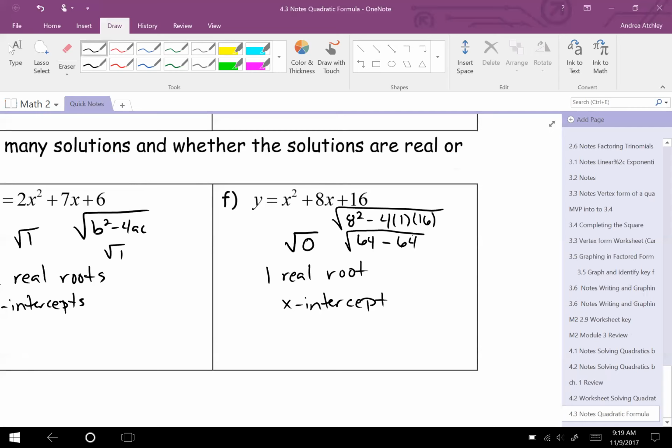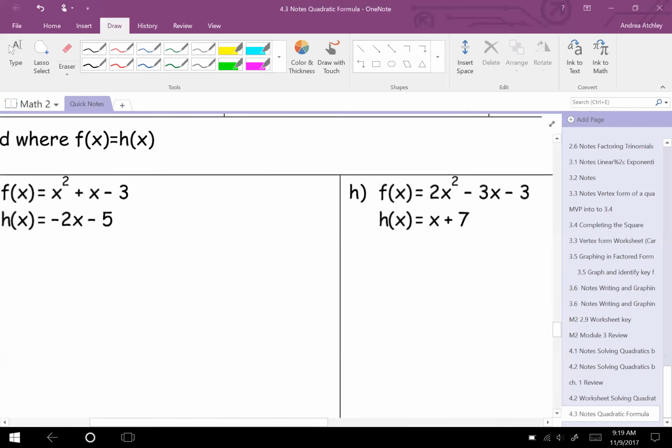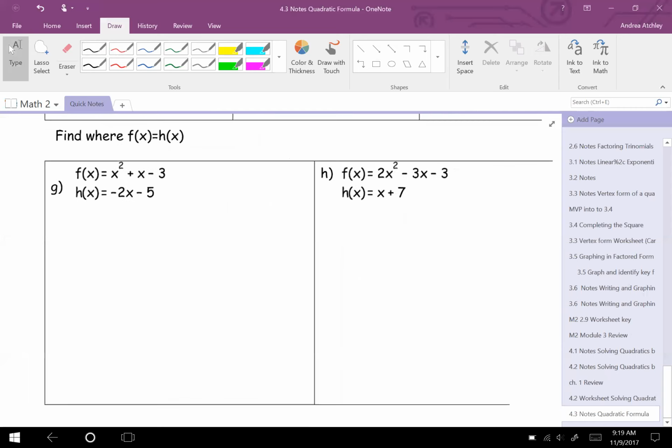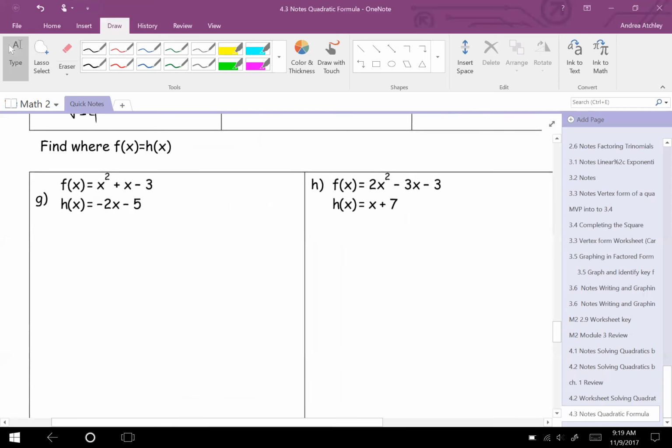Any other questions? Okay. Now we're going to find where f of x equals h of x. Okay, so now I want them equal to each other, so I'm just going to set them equal to each other. Okay, f of x is this right here, so I have x squared plus x minus 3, and it equals the h of x, which is negative 2x minus 5.